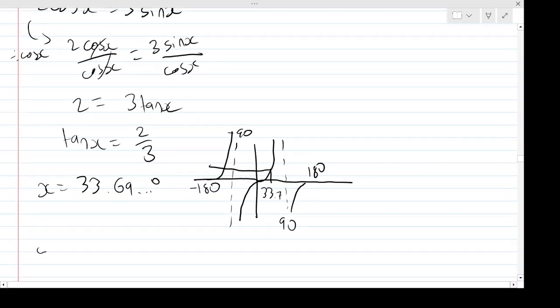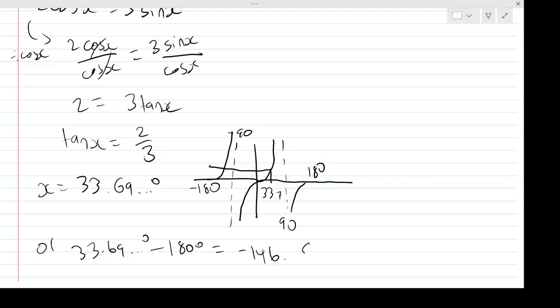So then that would be either or 33.69 take away 180. If I do that on the calculator, I get minus 146.309 blah blah blah degrees, right? And so that means that point there would be minus 146.3. And so there we are.